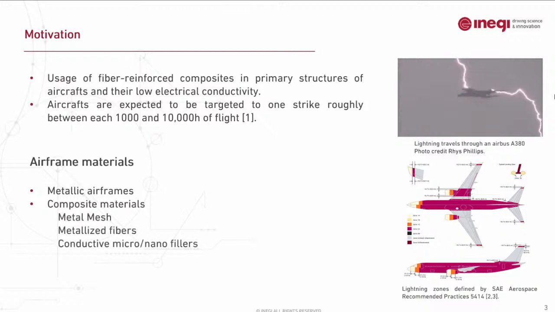And as you know, one of the major state-of-the-art solutions is metallic meshes. But there are some issues with that, because of the extra weight, and it's difficult to apply them to complex structures. Now researchers are looking for new solutions, such as metallized fibers, veils, and incorporation of nano fillers.